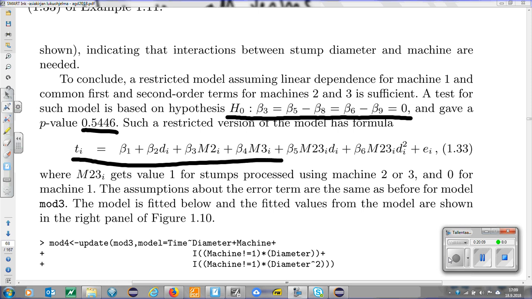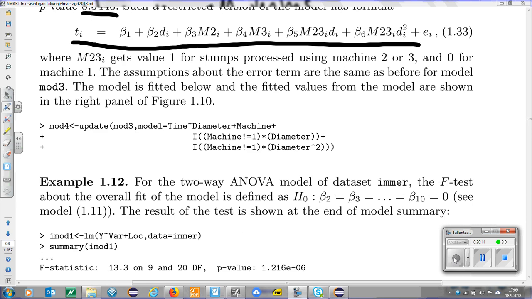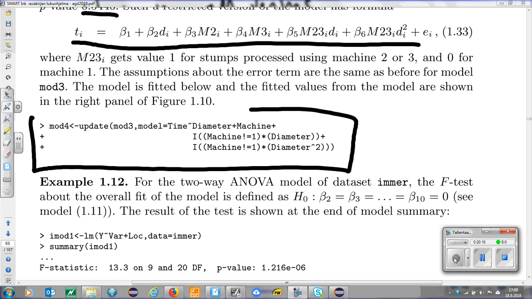And here is one possibility how this kind of model can be specified. We also need to be more careful with the formulation of the systematic part. So here we especially specify that this variable gets value 1 or true whenever machine is not 1, and that's how we get these common terms for diameter and diameter squared for the second machine. We can discuss this in the lectures if this is not clear to you.